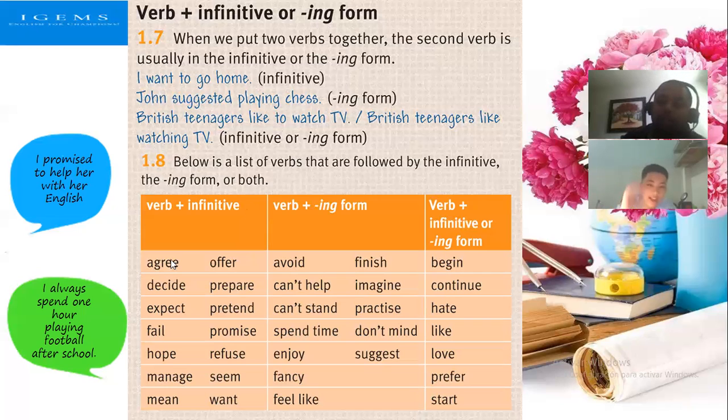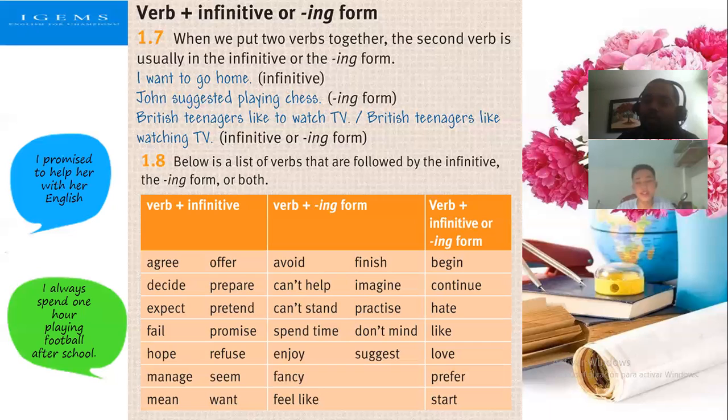Oh, do I have to read this? Not necessarily, some of them. Some verbs that we use with infinitive, for example: agree, offer, decide, prepare, expect, pretend, fail, promise, hope, refuse, manage, mean, want. Can you give me an example? I want.